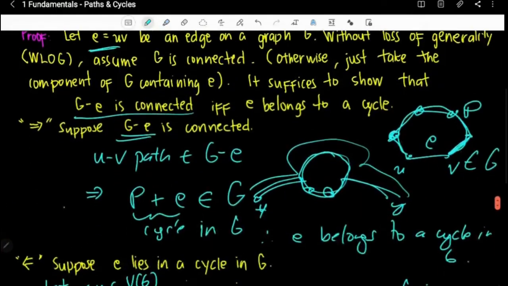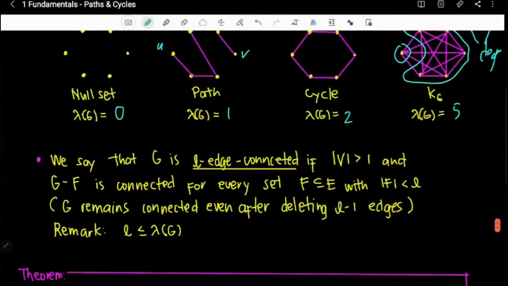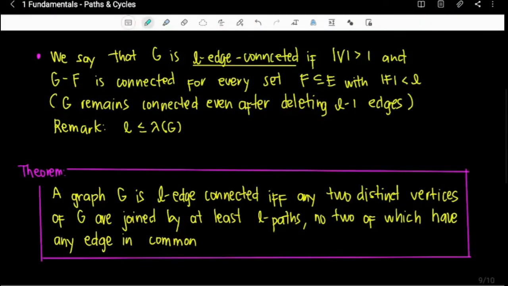Another theorem: a graph G is L-edge connected if and only if any two distinct vertices of G are joined by at least L paths, no two of which have any edge in common. Yan. So, the number of L-edge connectivity can also be determined by the number of distinct paths you can form from one point to another, to any two distinct vertices.